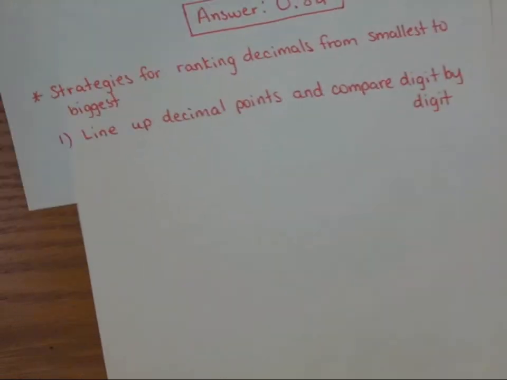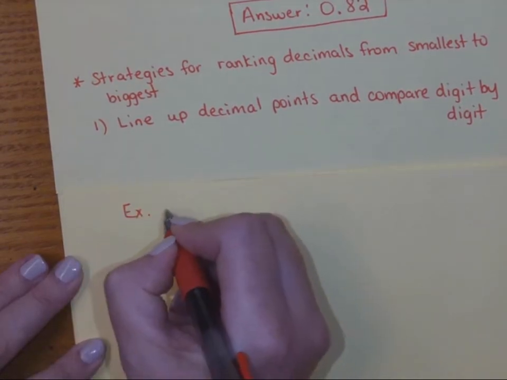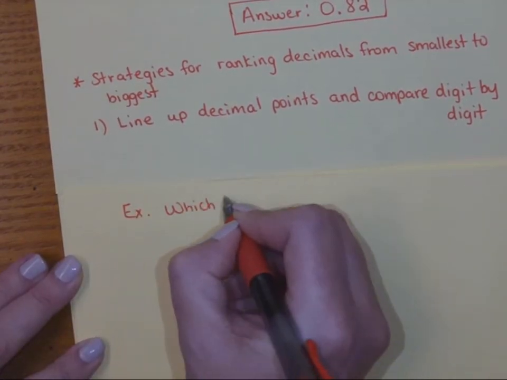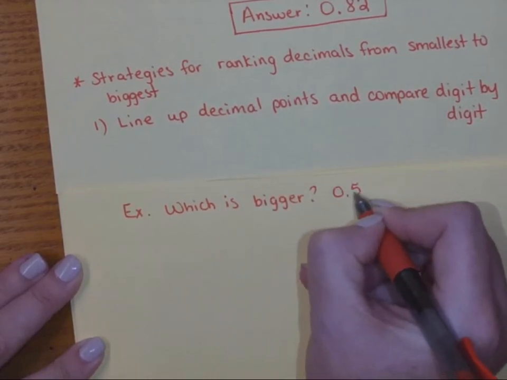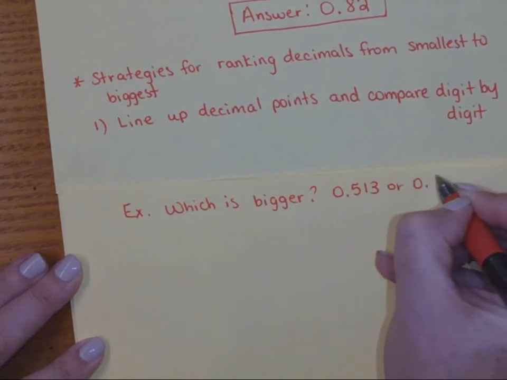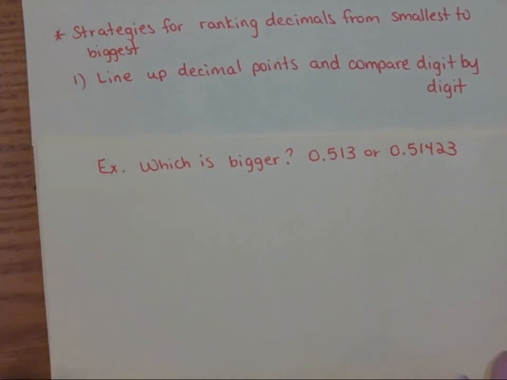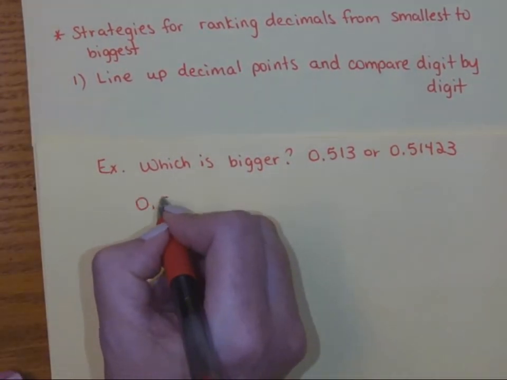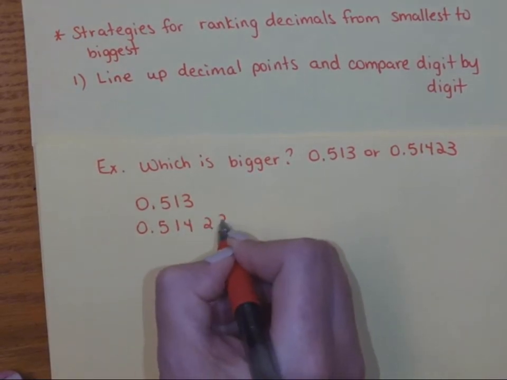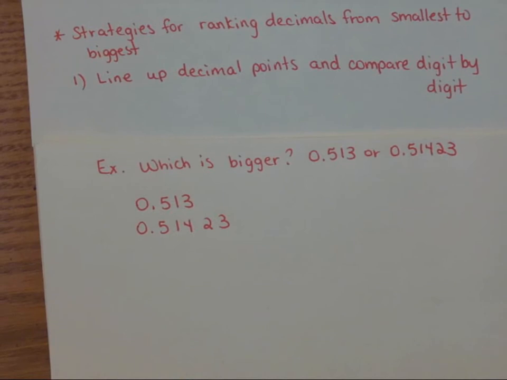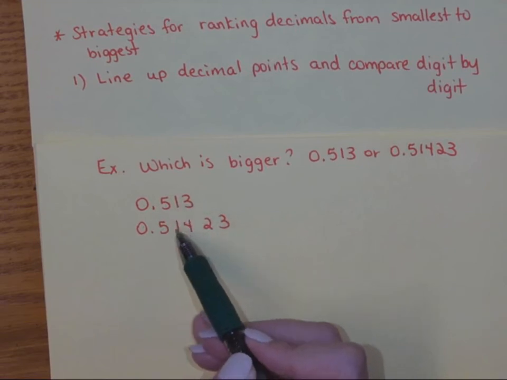So let's say that I was comparing, let's do an example where we use this lineup method. So what if I asked you which is bigger? 0.513 or 0.51423. So one way would be to literally line up the decimals vertically like so. And you literally go digit by digit until you find a difference. So notice, same for the zeros, same for the fives, same for the ones.